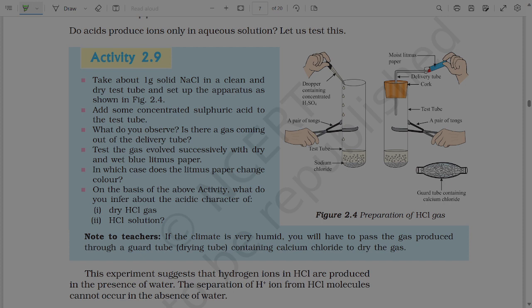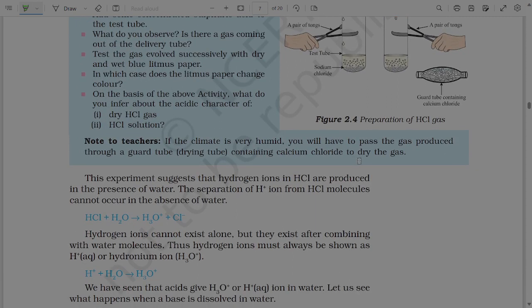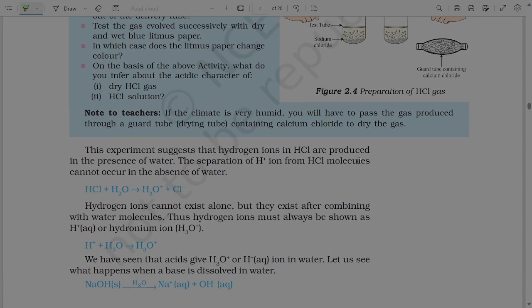On the basis of the above activity, what do we infer about the acidic character of dry HCl gas and HCl solution? So this experiment suggests that hydrogen ions in HCl are produced in the presence of water. The separation of H plus ion from HCl molecules cannot occur in the absence of water. So H plus ions get separated from Cl minus ions in hydrochloric acid only in the presence of an aqueous medium, or water.